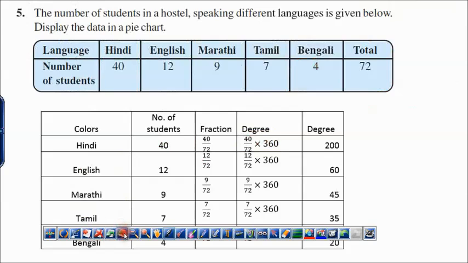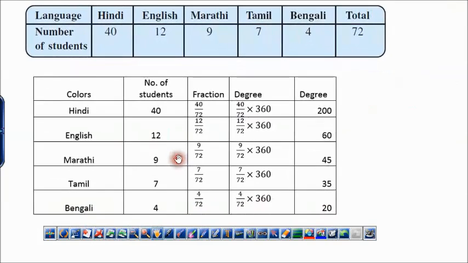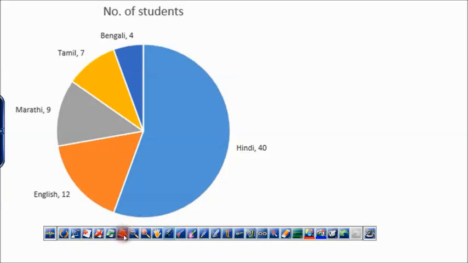हॉस्टल में अलग अलग लैंग्वेजेस बोलते हैं लोग, उसका पाई चार्ट बनाना है. द टेबल इज इन फ्रंट ऑफ यू. राइट द क्वेश्चन. Find out the total number of students 72. Divide by 72 to create a fraction. Multiply 360. Calculate the degree and draw a pie chart like this. Draw yourself, then compare whether it is right or wrong.